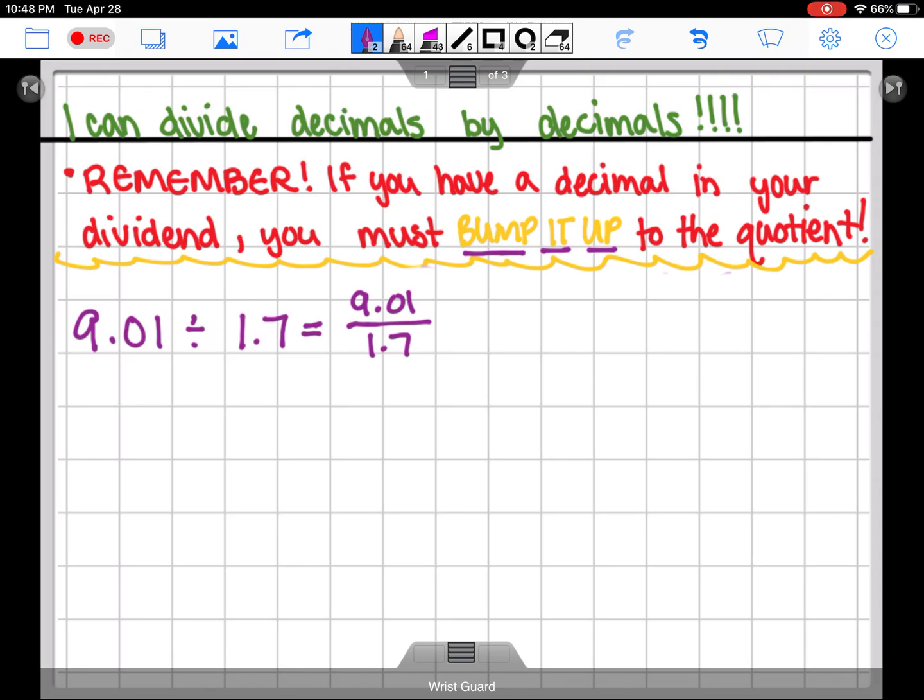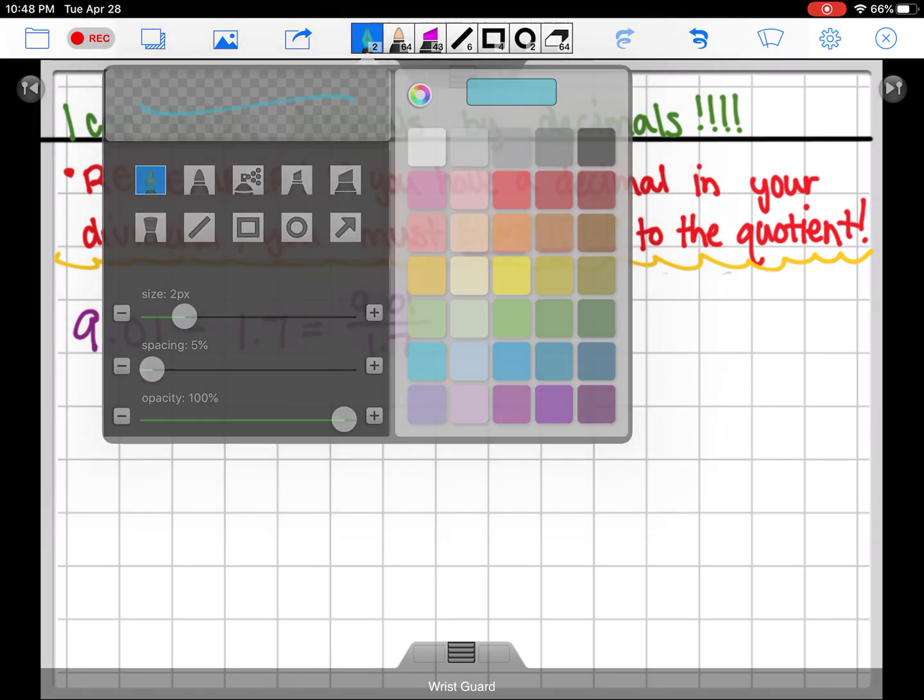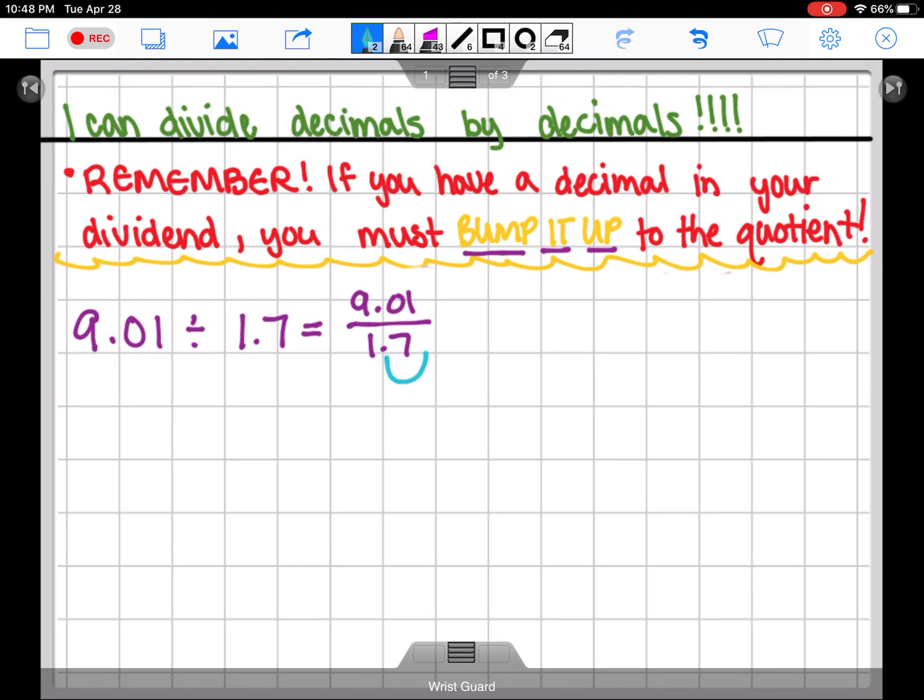So I know that the most important thing is to get rid of this right here. I've got to move that decimal one place, so that means I'm going to be multiplying by 10. That's going to give me 17 as my denominator. I know I've got to do the same thing up here, multiply by 10. Now, when I multiply by 10, I'm going to move my decimal one place. That's going to give me 90.